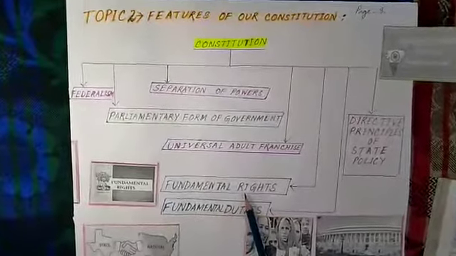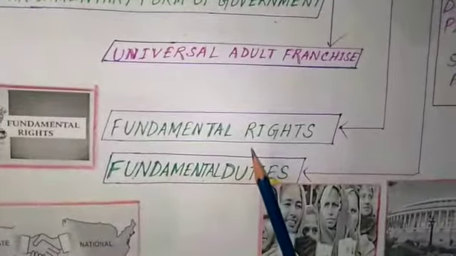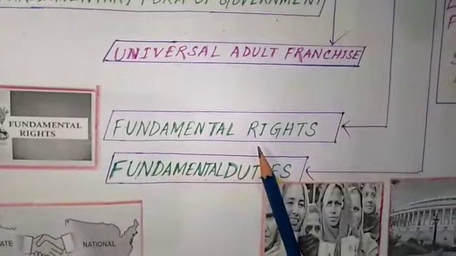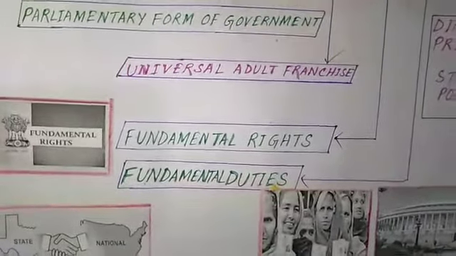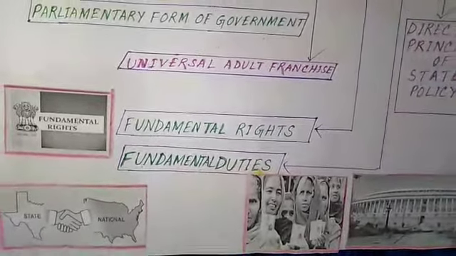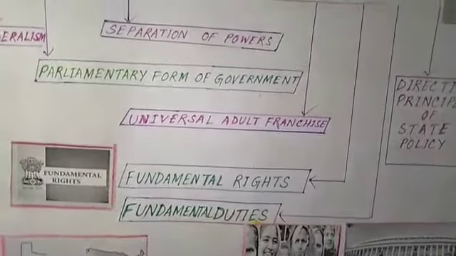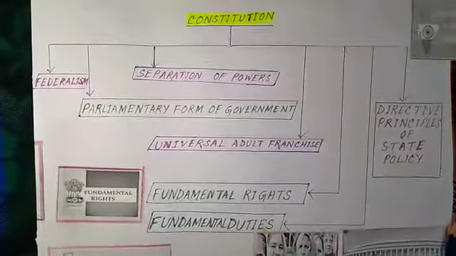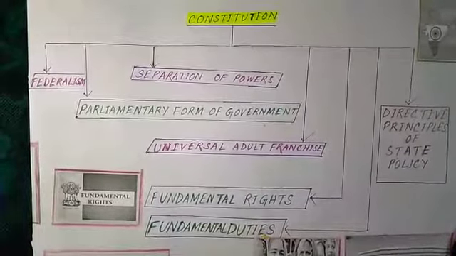Next is fundamental rights. Our Constitution guarantees us 6 fundamental rights. Now what are the fundamental rights? You have learned about this, but I want to make a recap. Fundamental rights are the right to equality, right to freedom, right against exploitation, right to freedom of religion, cultural and educational rights, and right to constitutional remedies.